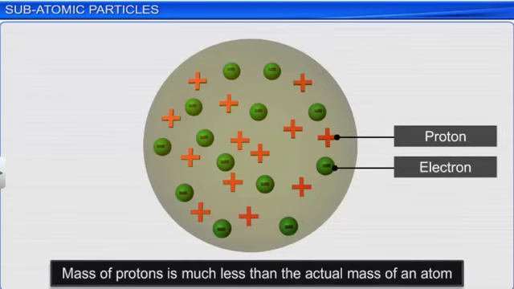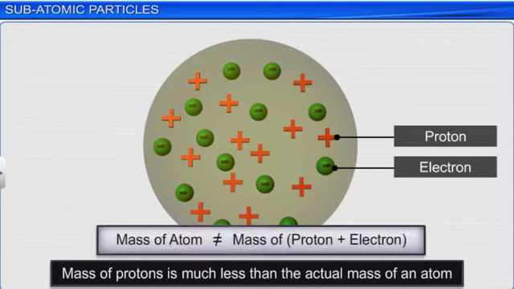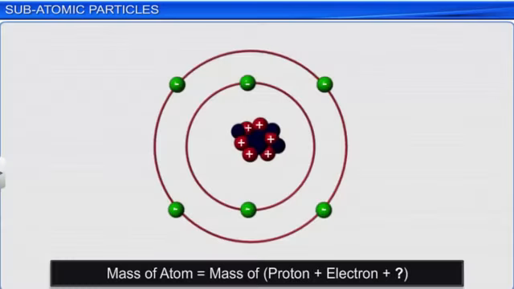However, it was discovered that the mass of all protons in an atom put together is much less than the actual mass of an atom. It was thus concluded that the excess mass was due to some other particles present in an atom that had considerable mass but no charge.